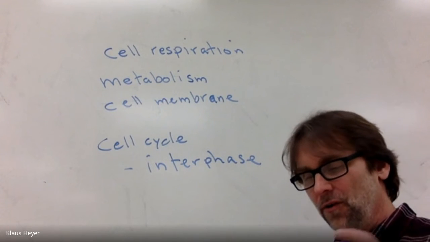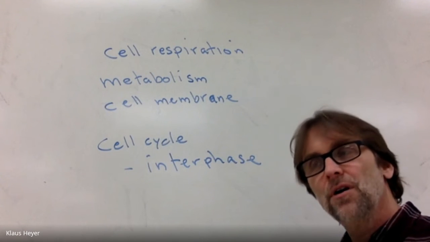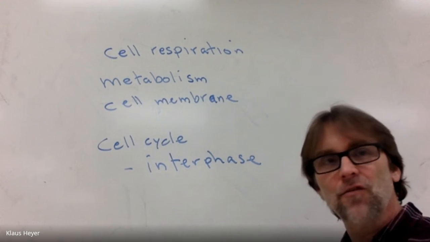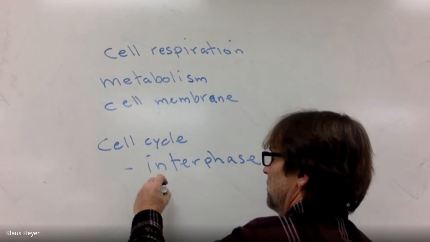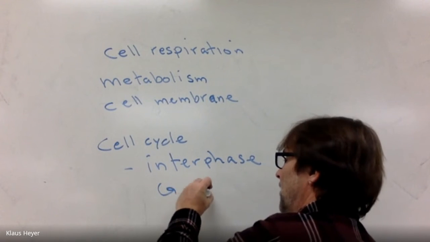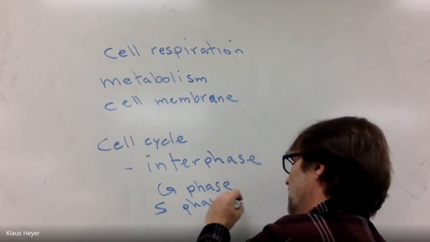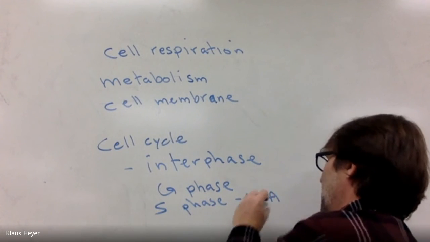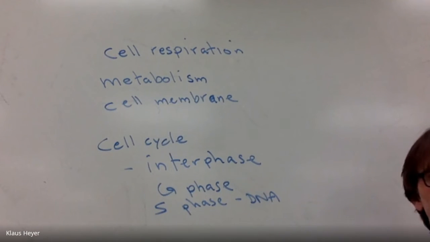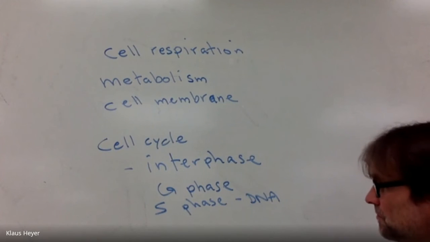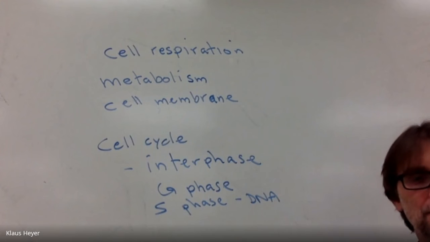One, all the organelles are doubling up. And 2, DNA is being doubled up. So in the G phase, that's where the organelles double. And in the S phase, that's where the DNA is made. S stands for synthesis, DNA synthesis. So G phase, organelles. S phase, DNA.